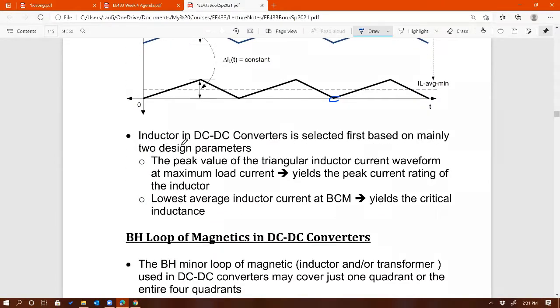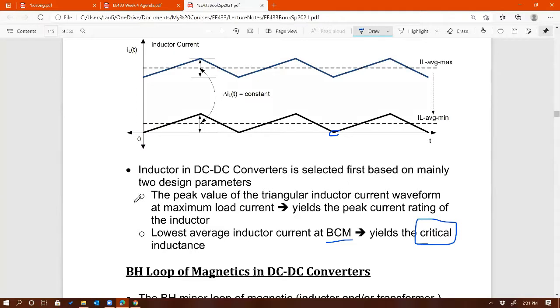Okay, so the inductor in a DC to DC converter is selected first based on mainly two design parameters: the peak value, which I have not talked about, and the lowest average inductor current at BCM, which is called the critical inductance. Right. Okay. Now, I forgot about the first item right here, the first bullet.